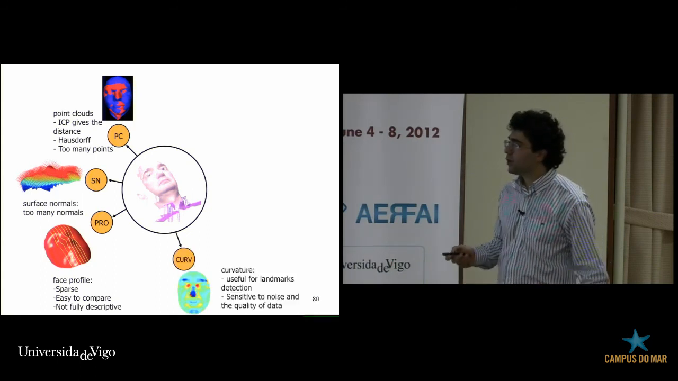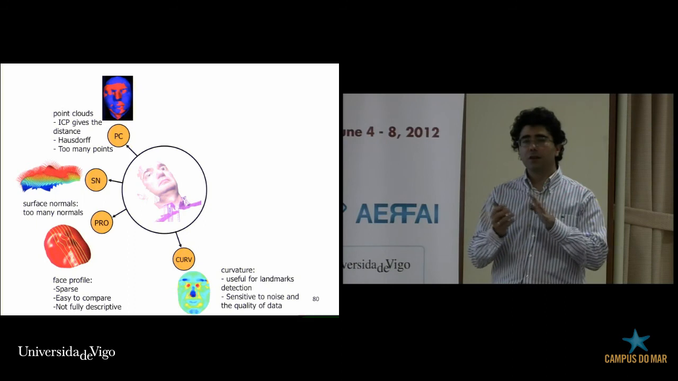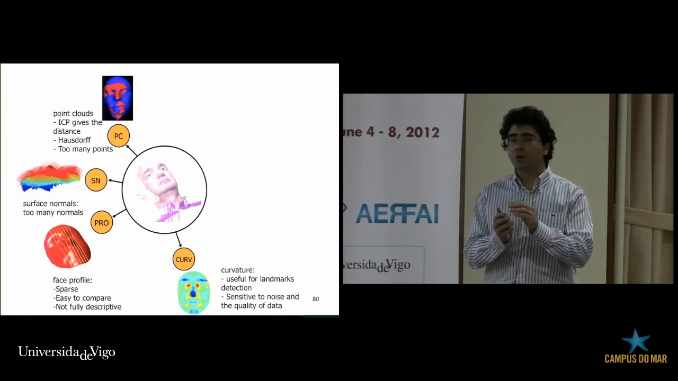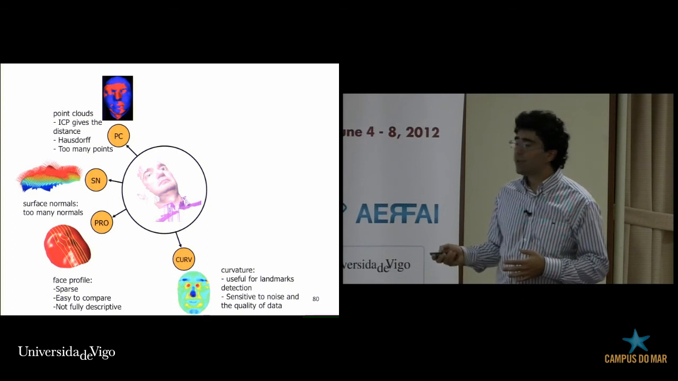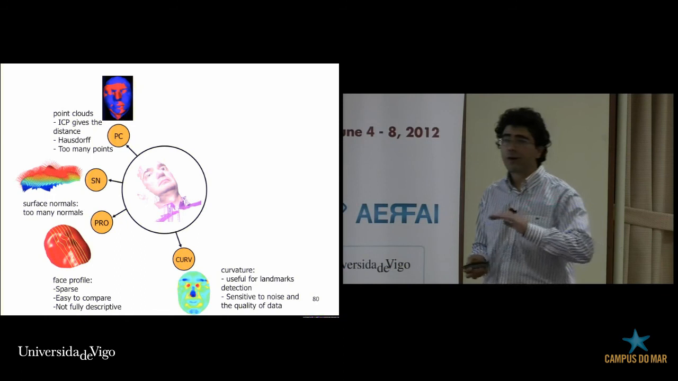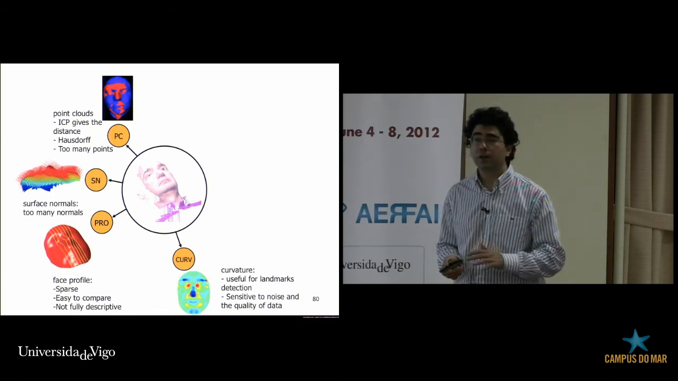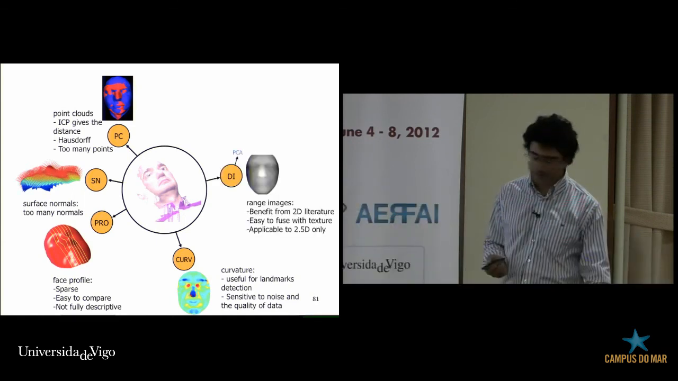You can use curvature. Curvature indicates whether a point is on a surface which is concave or convex. But computation of curvature is problematic. It's very sensitive to noise. So you have to apply a lot of processing, smoothing, which loses the discriminative information.